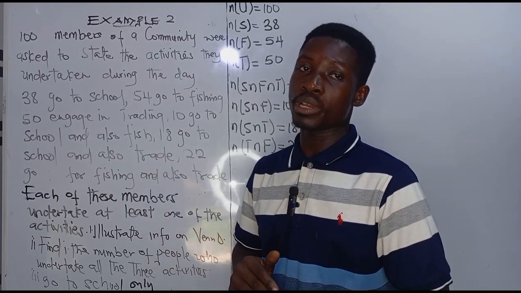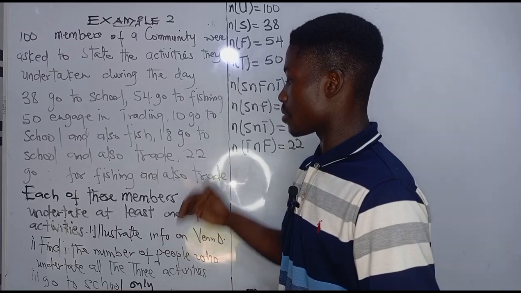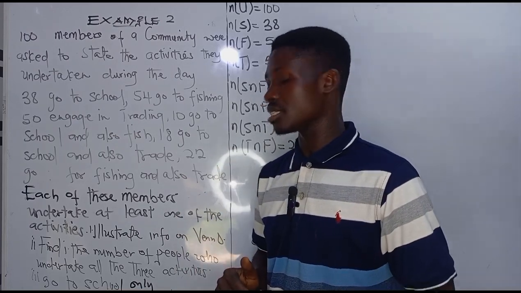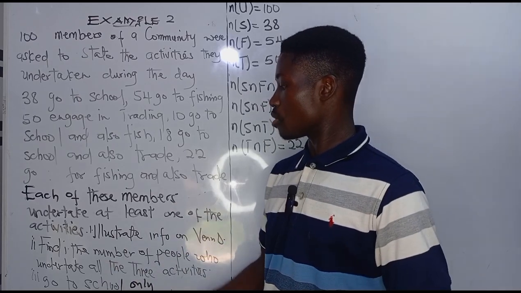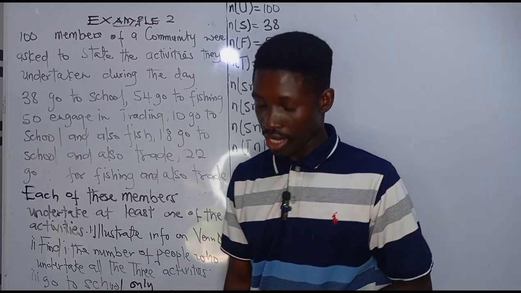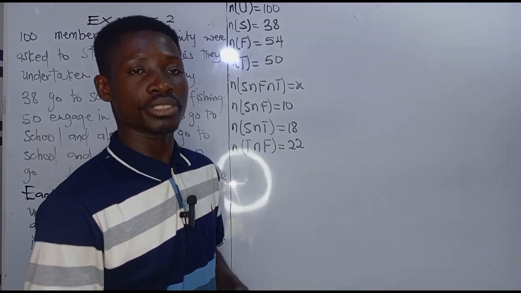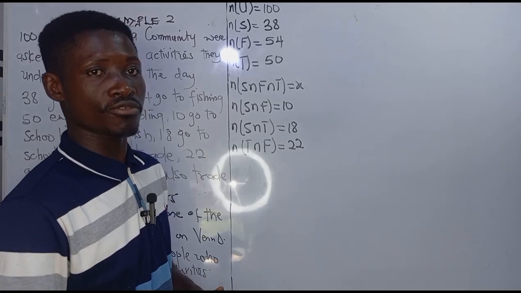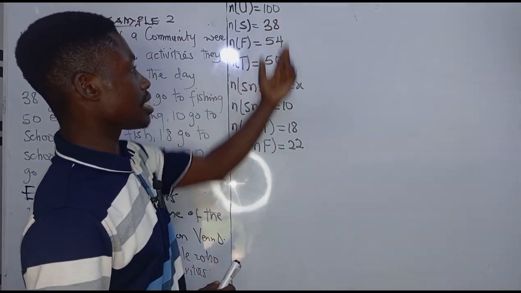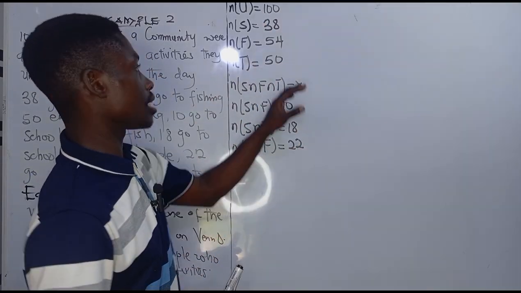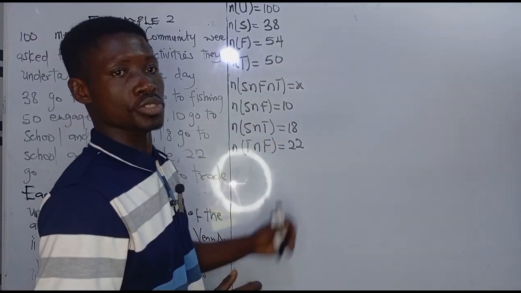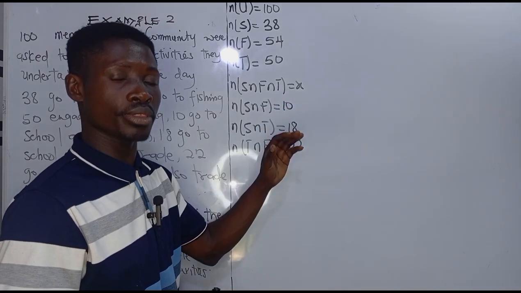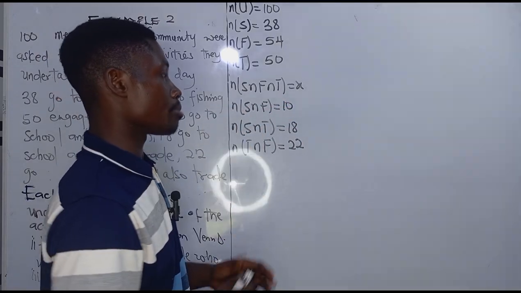We have to illustrate the information on the Venn diagram, and then we have to find the number of people who undertake all the activities. And then lastly, we have to find the number of students who go to school only. So as I've been saying, the moment you encounter questions of this nature, you make sure you write down the vital information from the question. So these are the vital information from the question, and I have written it down. The first question is we have to represent the information on the Venn diagram. So let's do that.